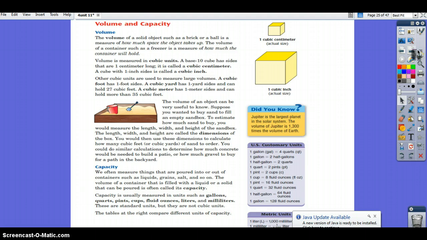You could do similar calculations to determine how much concrete would be needed to build a patio or how much gravel to buy for a path in the backyard.